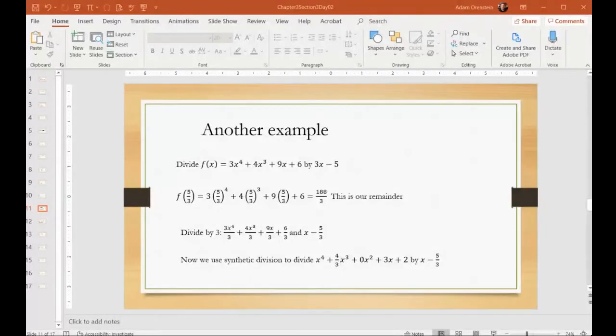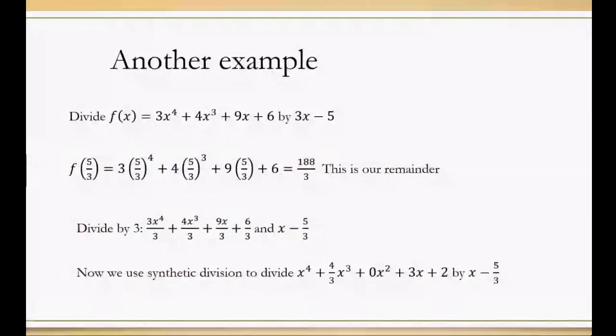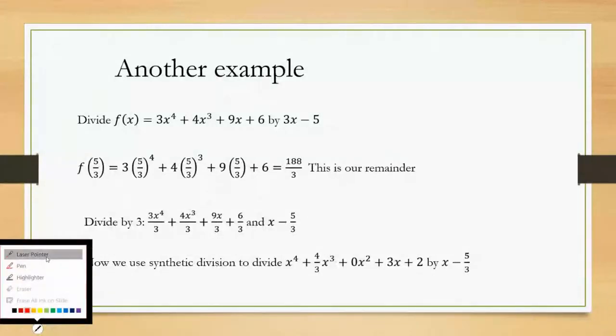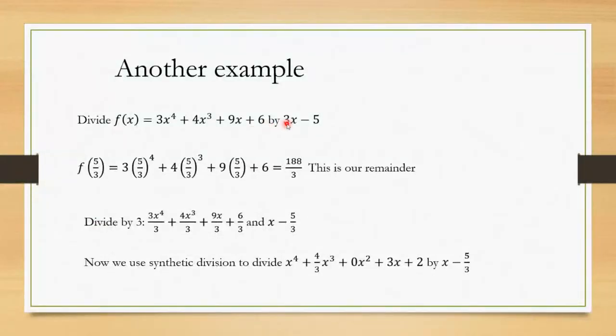Here we go. So we're going to use synthetic division now. So again, what did we do? We divided f and the divisor by 3, because we want this to be x minus something, as you can see.